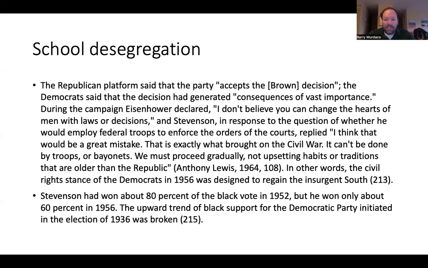On the one hand, they make these empty rhetorical gestures in support of civil rights, but they're not really going to do anything that's going to upset voters in the South too much. But that does have a cost, right? So Stevenson had won about 80% of the black vote in 1952, but he won only about 60% in 1956. The upward trend of black support for the Democratic Party initiated in the election of 1936 was broken.